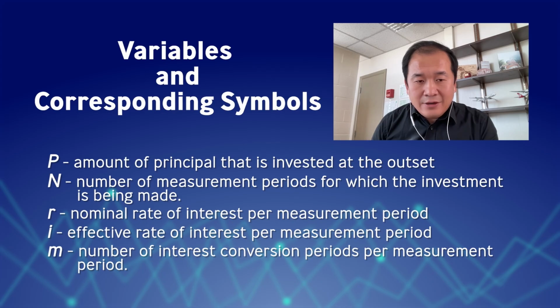And very lastly, lowercase m is the number of interest conversion periods per measurement period. Depending on the case, say if there's a product that calculates interest each month, then within 1 year, which is a measurement period, there are 12 interest conversion periods. And if the interest is calculated daily, then in a typical year we will have 365 interest conversion periods. So that's what these variables and corresponding symbols mean in the following two slides.